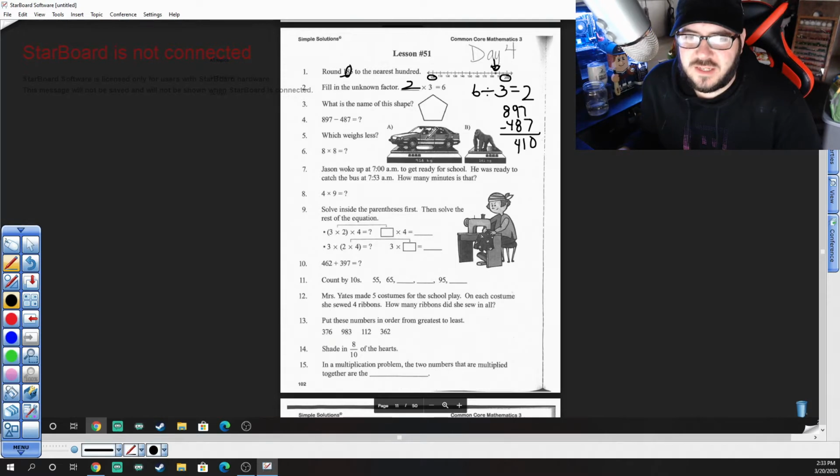Which of these weighs less? That's a pretty easy question here. We can just tell by the size of the shape and also by the number of kilograms for each item. Clearly, the gorilla is going to weigh less. 8 times 8 for number 6. 8 groups of 8 could have been a way you could have solved this, or you might have known the fact, and the answer is 64.